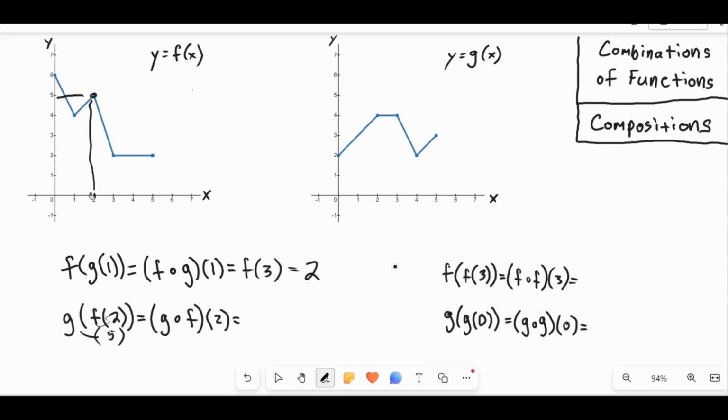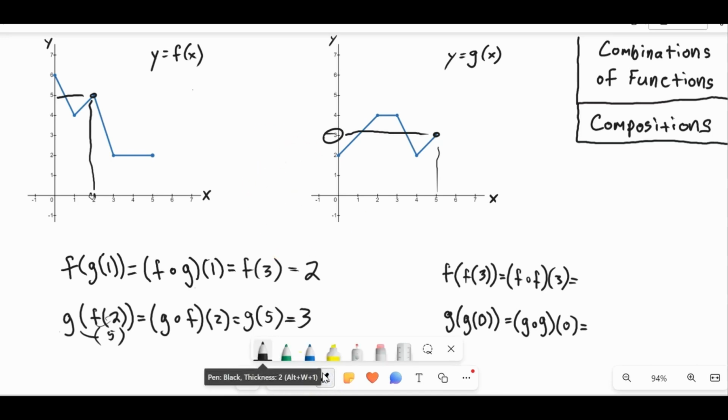So really we just want g of 5. So let's go find out what g of 5 is. And at the g graph, we'll take 5 up here, and there's g of 5, and we'll go over, and it looks like it's 3. So g of 5 is 3, and therefore g of f of 2 is equal to 3. Okay. All right. Now we'll try these other ones here, the f of f and the g of g.